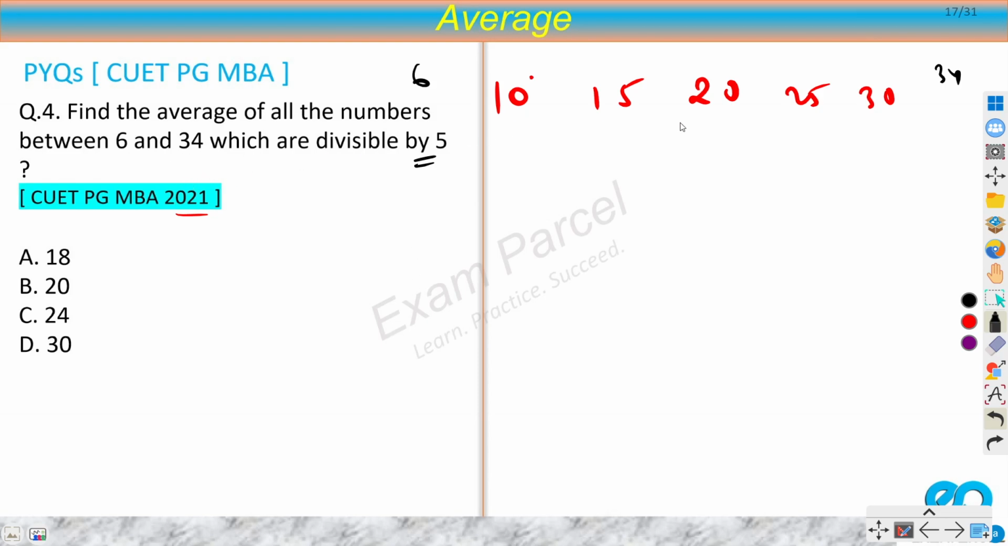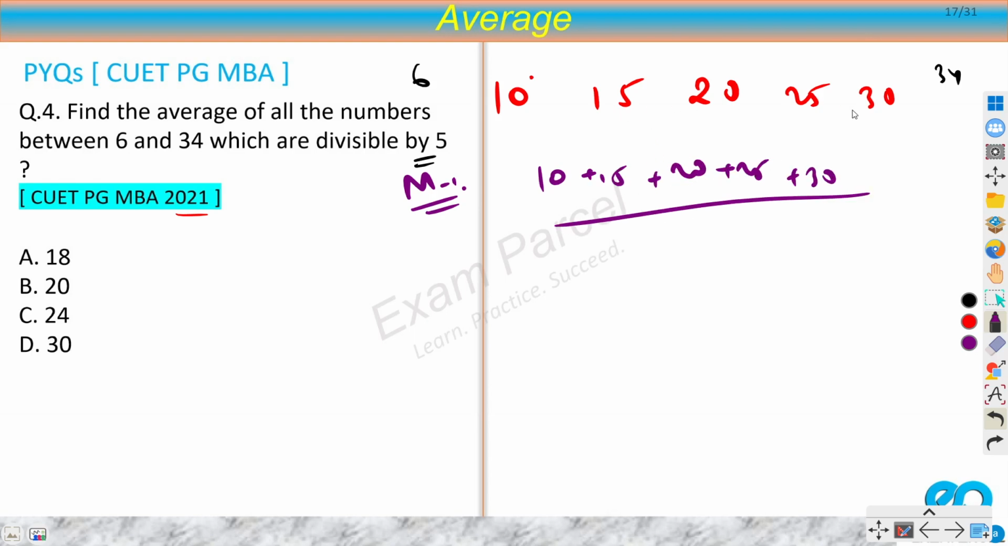But I don't have to add them. I want to find the average of this. Now here again, the basic method, method 1, would be that you can add them up, right? 10 plus 15 plus 20 plus 25 plus 30 divided by 5. There are 5 entries. So we get 25, 45, 75, 100 by 5 equal to 20. So obviously you can do that. This is also not hard because the numbers are easy. You can easily add them up. But this is the basic one, right?